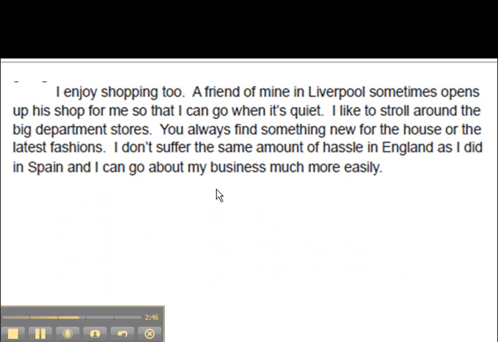Right, so what I'm going to do is talk you through one bit of this, which was a paragraph which said this. He says, I enjoy shopping too. A friend of mine in Liverpool sometimes opens up his shop for me so that I can go when it's quiet. I like to stroll around the big department stores. You always find something new for the house or the latest fashions. I don't suffer the same amount of hassle in England as I did in Spain, and I can go about my business much more easily.